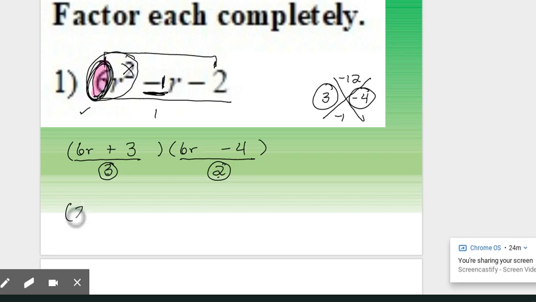6r divided by 3 is 2r. 3 divided by 3 is 1. For the second one, 6r divided by 2 is 3r. Negative 4 divided by 2 is negative 2. And this would be my factored form.